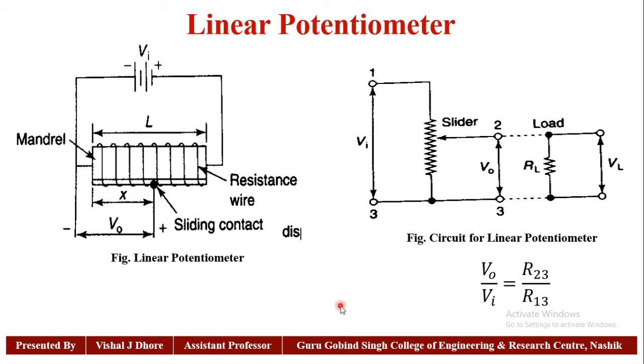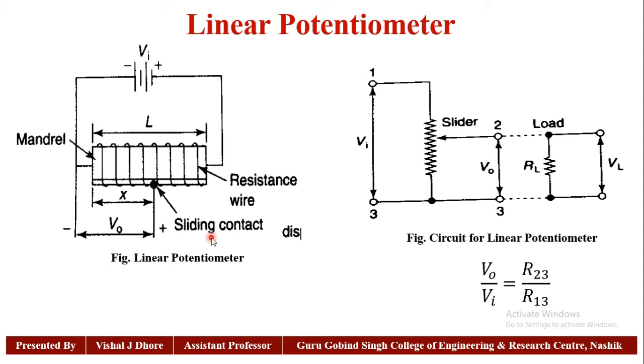A potentiometer consists of a resistance element with a sliding contact that can be moved from one end to the other. This sliding contact is called a wiper. The motion of the sliding contact may be linear, so this wiper should be moved to the right or to the left. This is a linear movement. So this is the figure of a linear potentiometer.